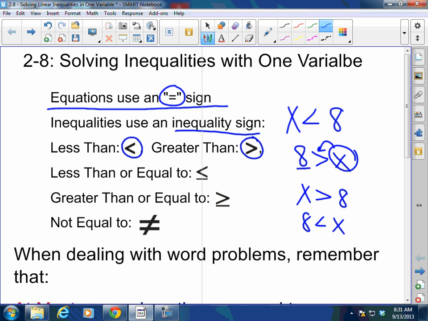Less than or equal to is pretty self-explanatory, same properties, but it's got this little line underneath. That means it's less than or equal to. Greater than or equal to is with the greater than sign. So less than or equal to and greater than or equal to is the same as less than or greater than. You just have a little line underneath the inequality sign. And not equal to, pretty self-explanatory, an equal sign with a little slash through it. That's not equal to.